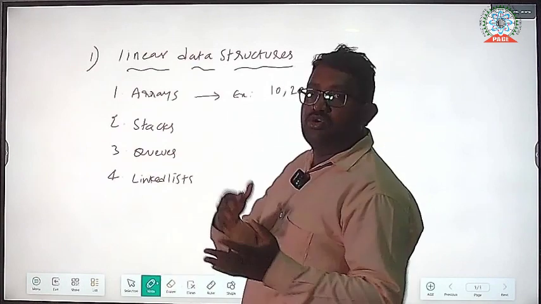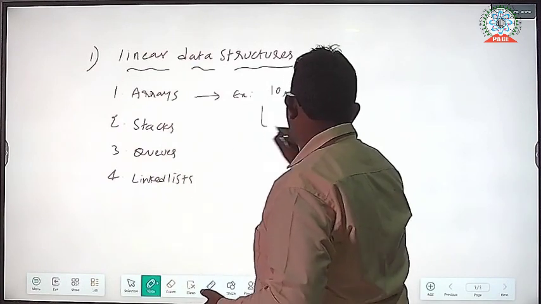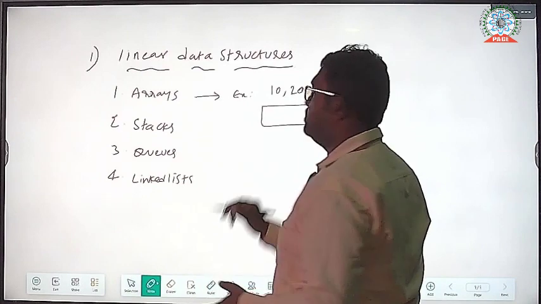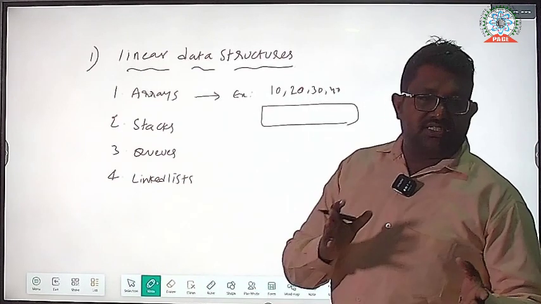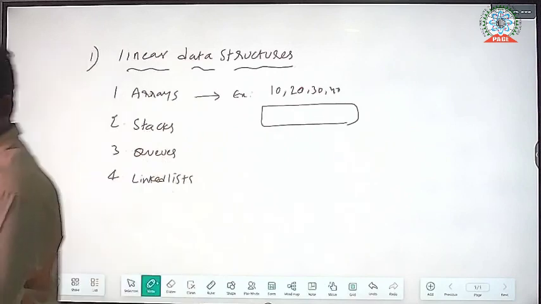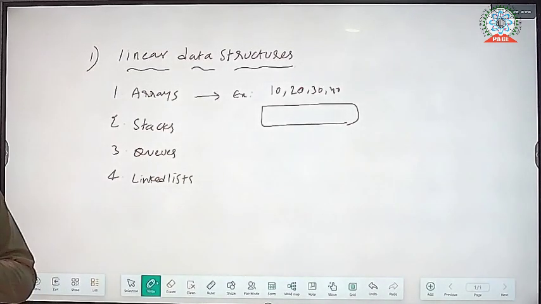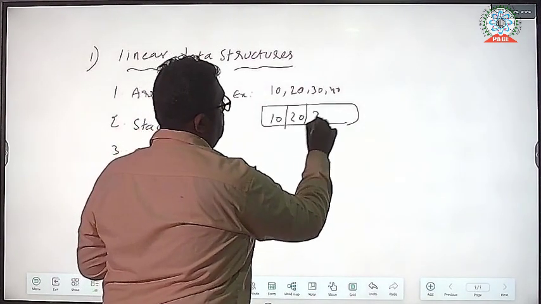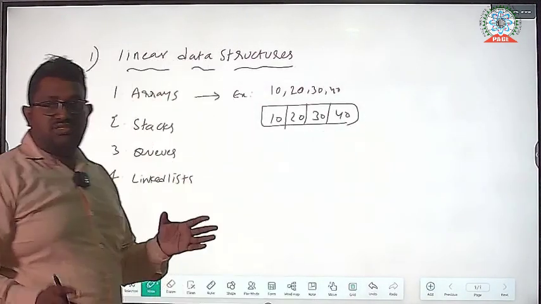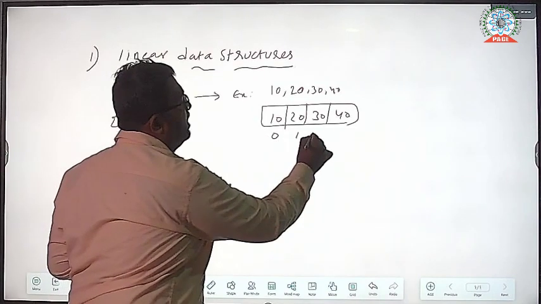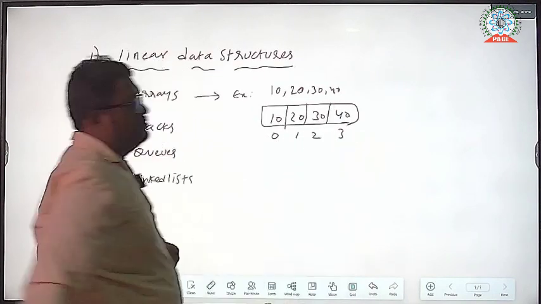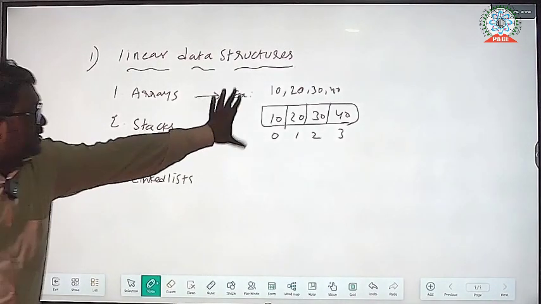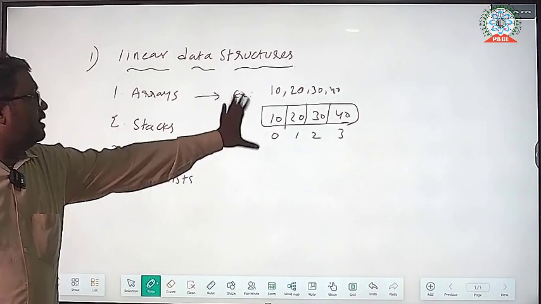In arrays, how are we going to arrange these data elements? Now I am going to show how. As we know, the array is nothing but a sequential arrangement. That means the array is a collection of elements arranged in a sequential manner, so the data is arranged like this. Everyone knows that, so this is index 0, 1, 2, 3. Is it clear? This is the way of arrangement in arrays.